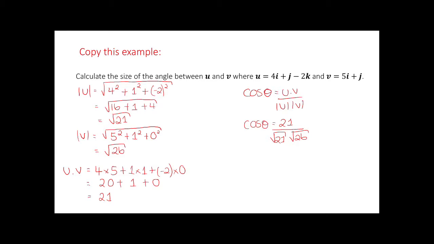Thinking about how you solve a trig equation, we're not looking for cos theta, we're looking for theta on its own. So to get theta on its own, we're going to find cos inverse, and it's going to be cos inverse of everything that we've just put down. So our dot product over our two magnitudes. When you put that into your calculator, you'll get 26.01 degrees. So the angle between the vectors u and v is 26.01 degrees.